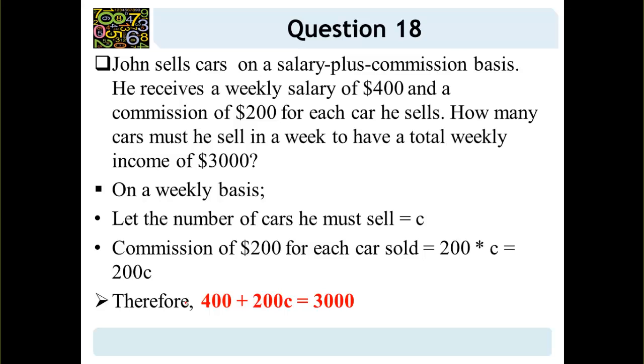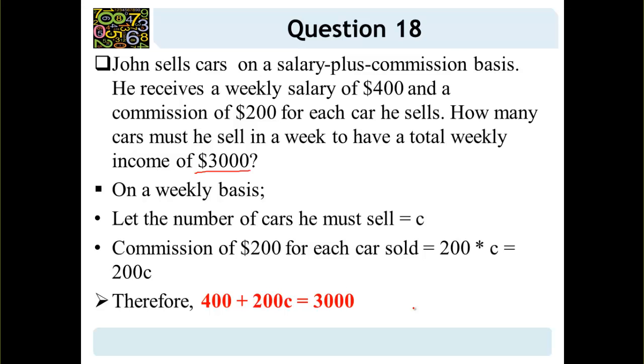We want to find how many cars he is going to sell in order to have this weekly income of 3,000. So if he receives 200 per car he sells, that means it will be 200 times C. For every car that he sells, it's going to be 200. So if he sells 10 cars, it will be 2,000. If he sells 5 cars, it will be 1,000 because it's 200 times 5. If he sells C cars, it will be 200 times C, which is 200C. So that's the variable salary.